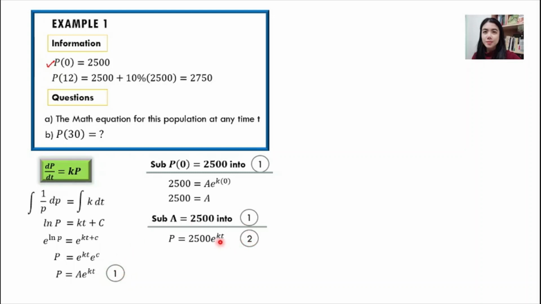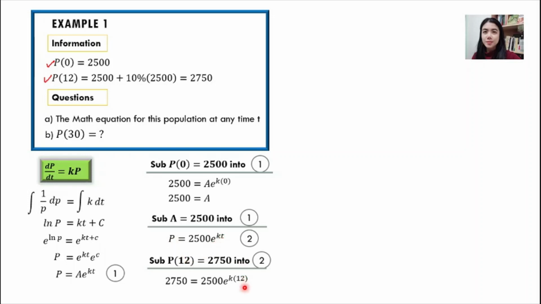The next task that you have to do is figure out the value for this parameter k. How are we going to obtain it? We can get it from information number 2. Your information number 2 says that the population at time equal to 12 is equal to 2750. So we're going to substitute this into equation number 2. This means that your population is 2750, we substitute in here, and your time is 12.